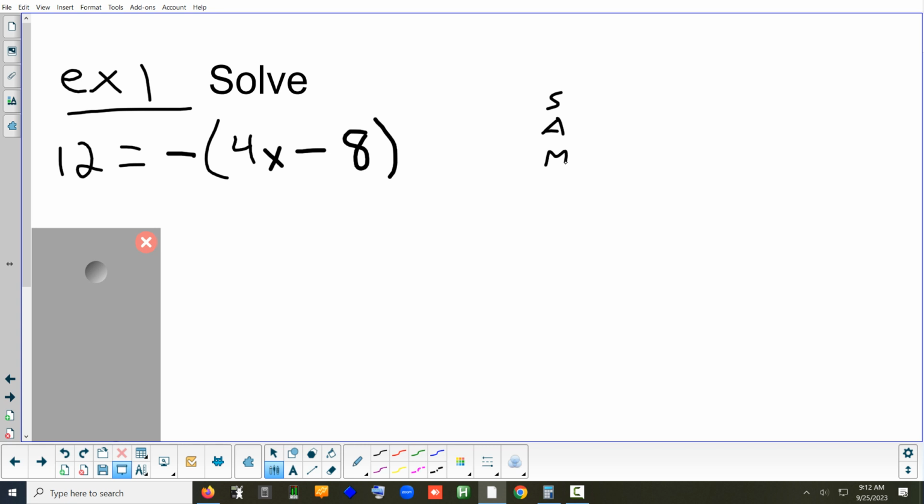I'm going to give you guys a couple minutes to try that one and see if you can solve. You do not have to check the answer. So when you're done, just write x equals and tell me what you get.